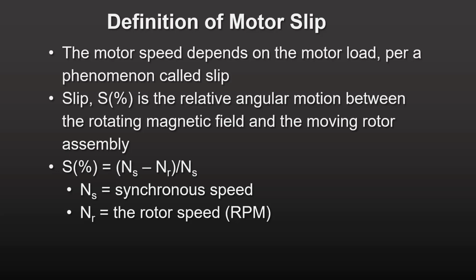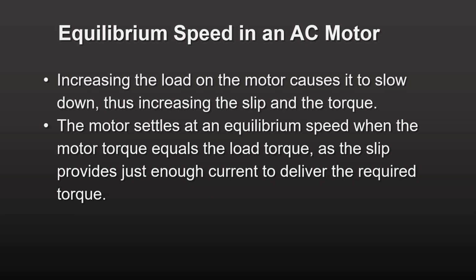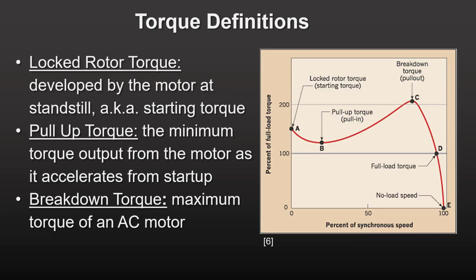Typical slip in AC motors ranges from 0.5% to 8%. Increasing the load on an AC motor causes it to slow down, thus increasing the slip, the rotor current, and the torque. An AC motor settles at an equilibrium speed when the motor output torque equals the load torque. At that point, the motor provides just enough current output to deliver the required torque.